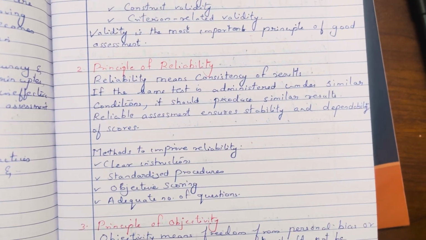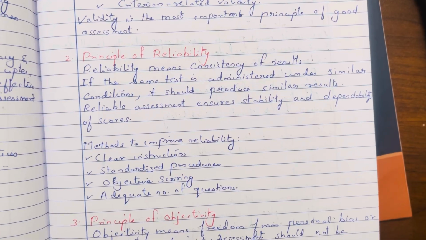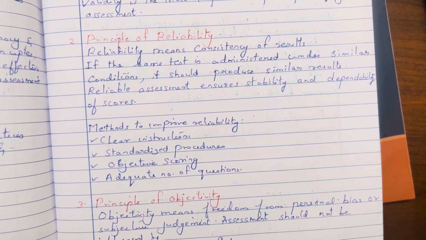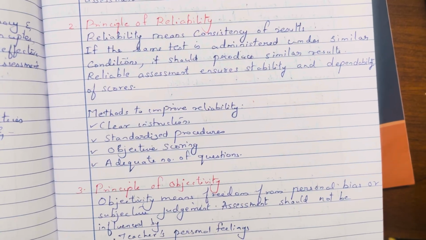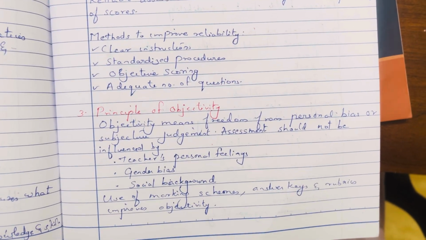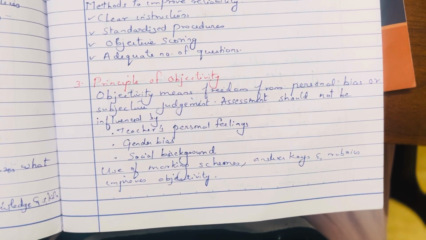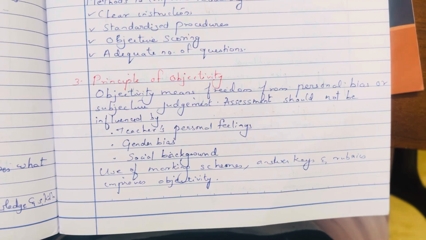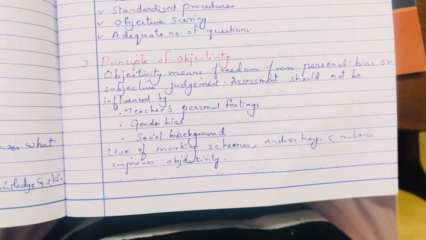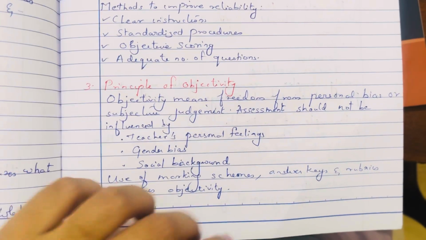Principle of reliability. Reliability means consistency of results. If the same test is administered under similar conditions, it should produce similar results. Reliable assessment ensures stability and dependability of scores. Methods to improve reliability: clear instructions, objective scoring, adequate number of questions. Principle of objectivity. Objectivity means freedom from personal bias or subjective judgment, such as teachers' personal feelings, gender bias, social background, etc.